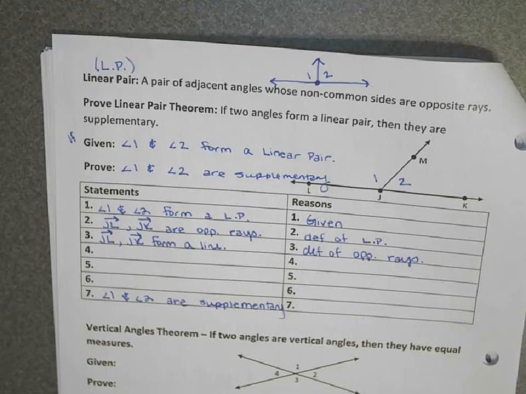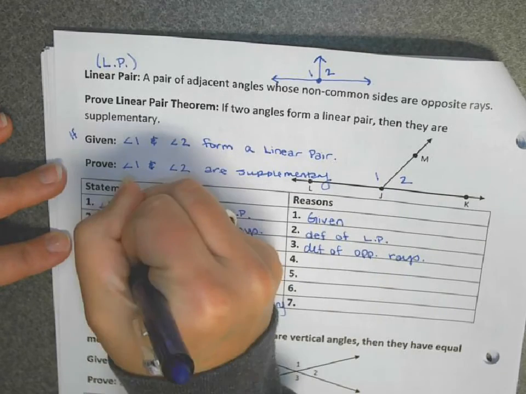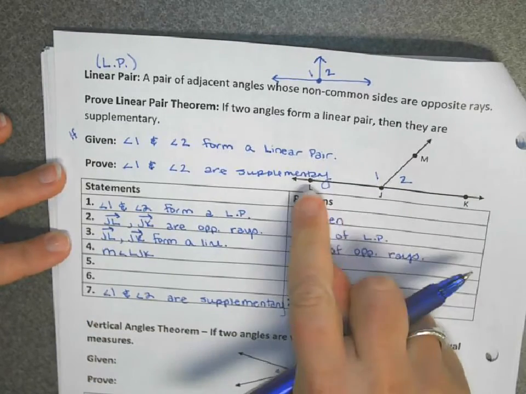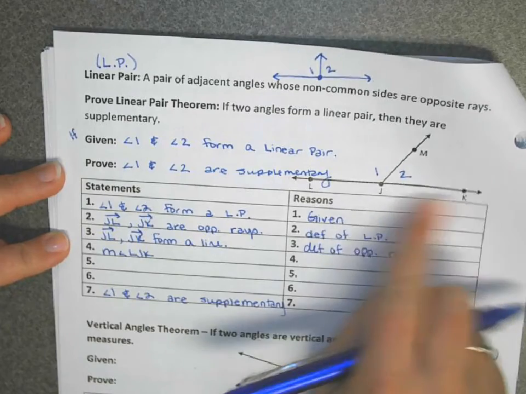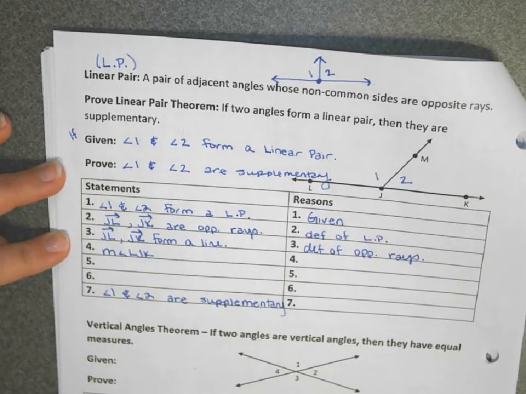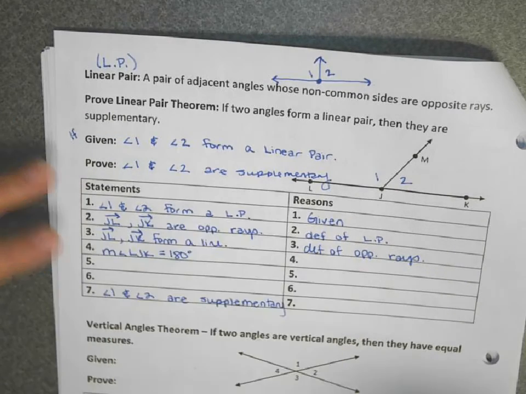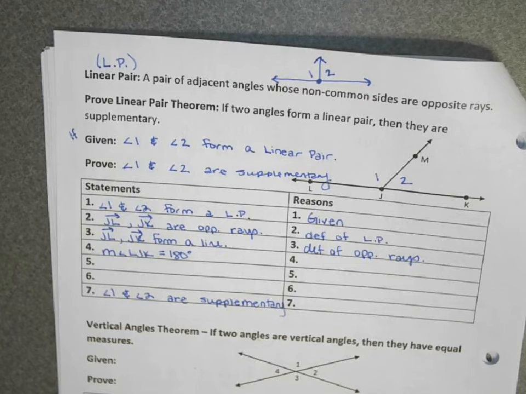Since they form a line, I know that the measure of angle LJK, what would be the measure of LJK, that angle? What's the measure of this whole angle, LJK? 180. Okay. I know that because since they form a line, what kind of angle is that? No, not supplementary. That would be what the 2 angles add to. But what do we call an angle that is 180 degrees?